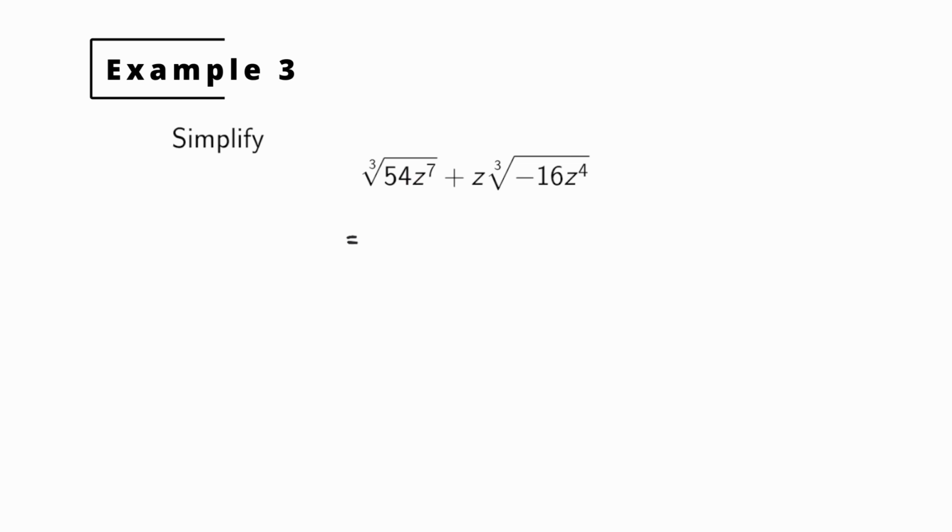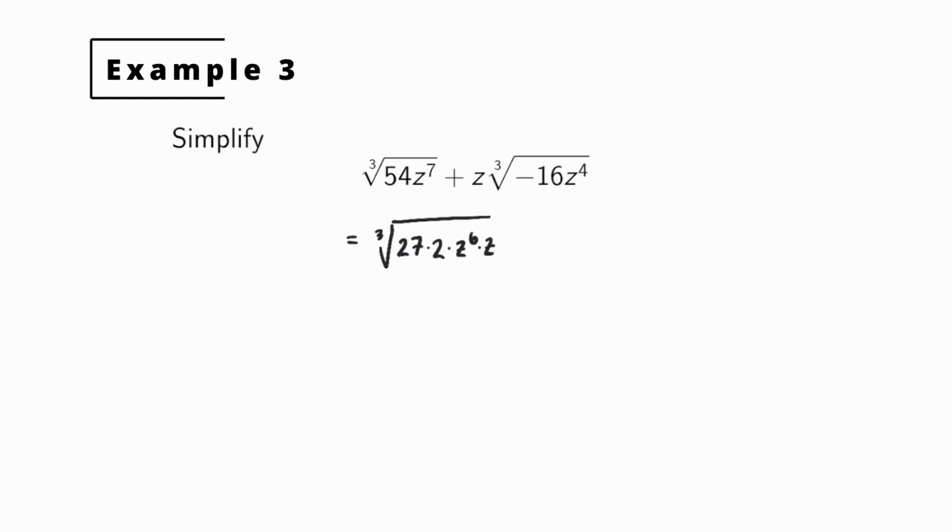So 54 can be written as 27 times 2, and 27 is a perfect cube. It's 3 cubed. And then z to the 7th, if I write that as z to the 6th times z, okay? Because z to the 6th is also a perfect cube.